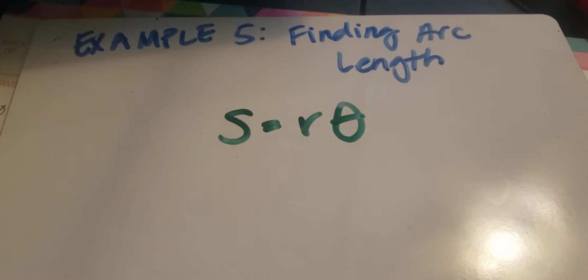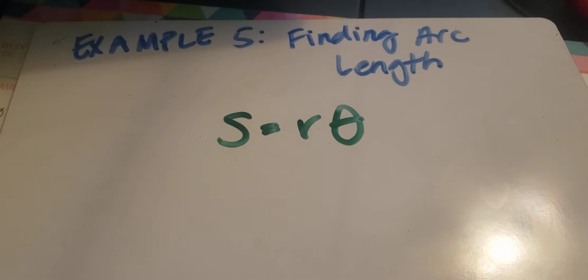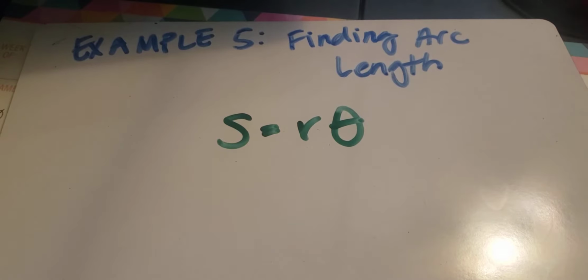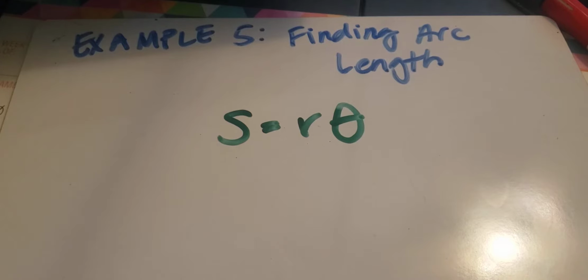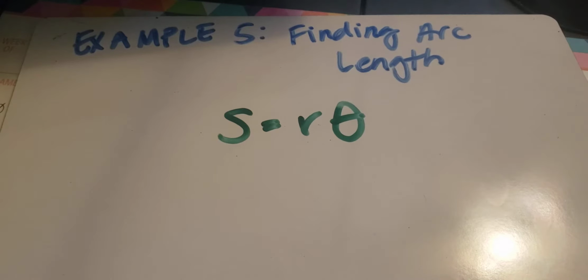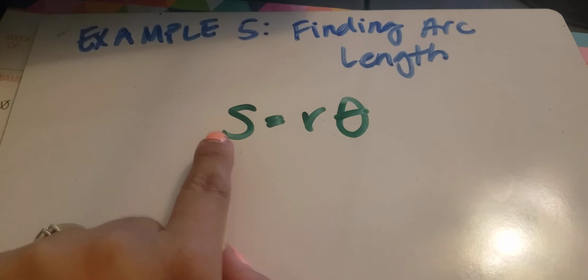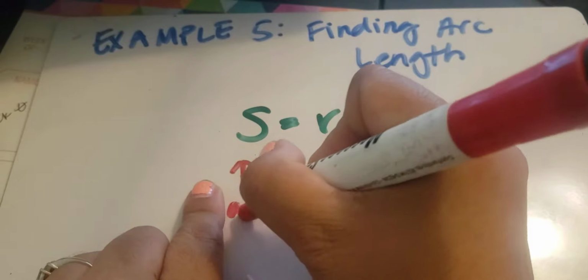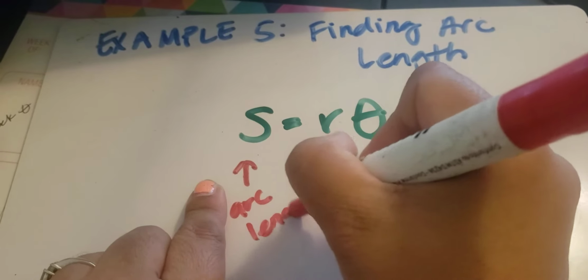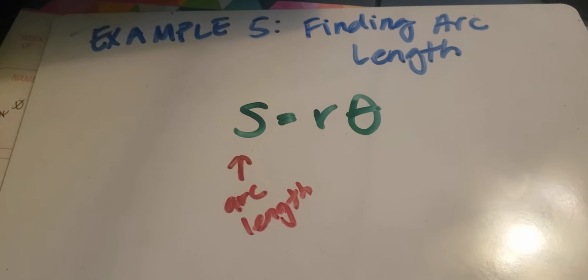All right, boys and girls, now we're moving on to example 5. In example 5, they want you to find the arc length. In order to do that, we're given the formula S equals R times theta. A couple things you need to know: S is the arc length. S is going to represent the arc length. I know you've seen it before when we've done the circle.